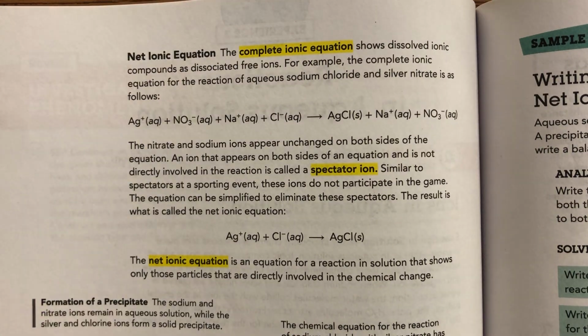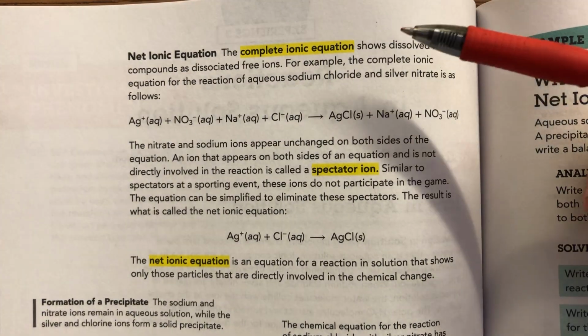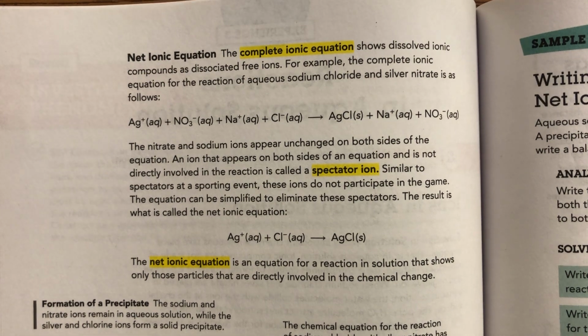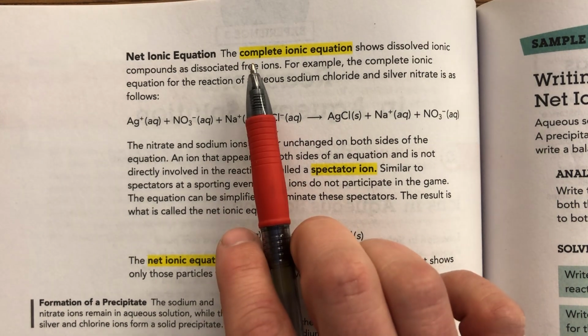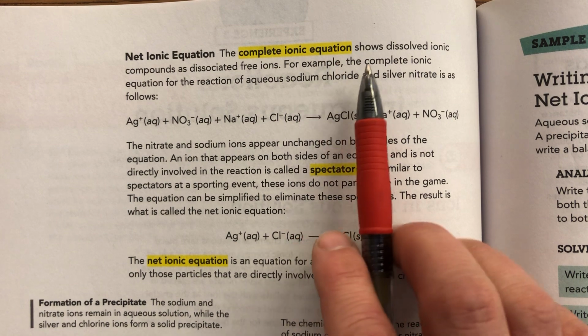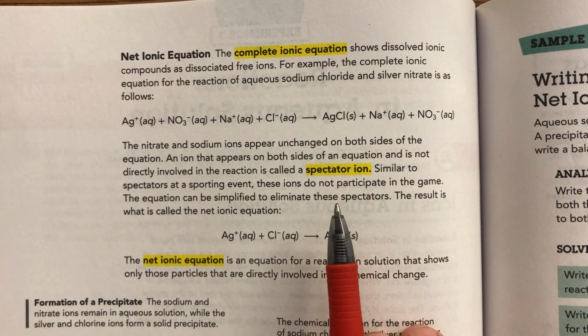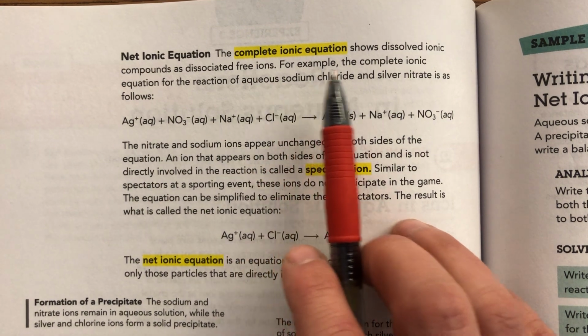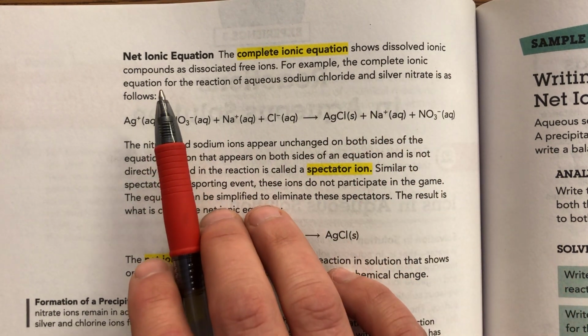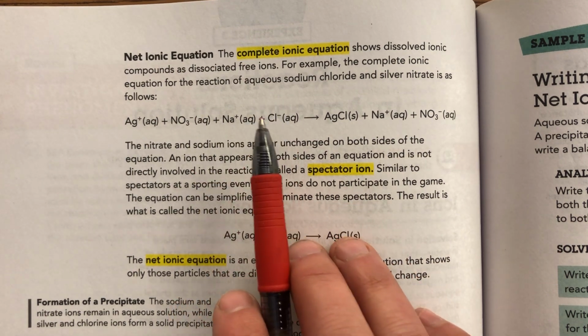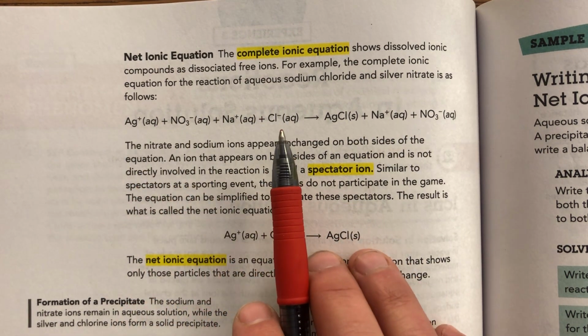Now, let's break down this problem and understand it in a little bit more comprehensive way. You see these three yellow boxes, those are the vocabulary words I expect you to know. The first one is the complete ionic equation. If you need to pause it to write these down, go ahead, and then we'll discuss it. The complete ionic equation shows dissolved ionic compounds as dissociated free ions. So we're breaking apart the problem into smaller pieces that we can understand.